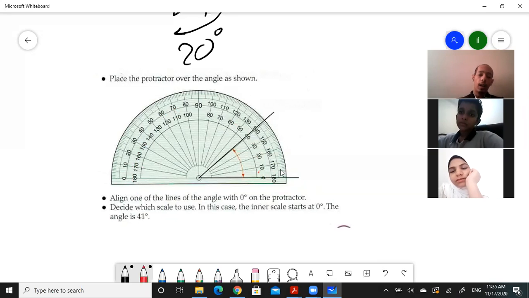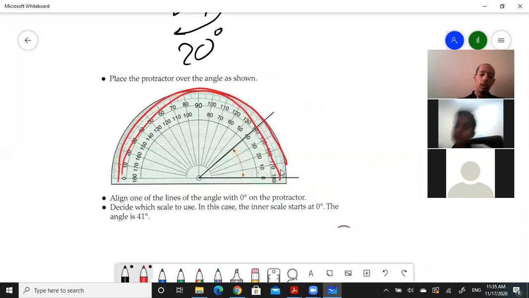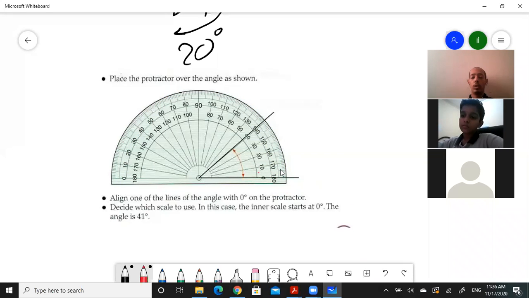And we have the outer scale, which is from 0 until 180, but in the opposite direction. So when do we use the inner scale? When do we use the outer scale? Do you have an idea?